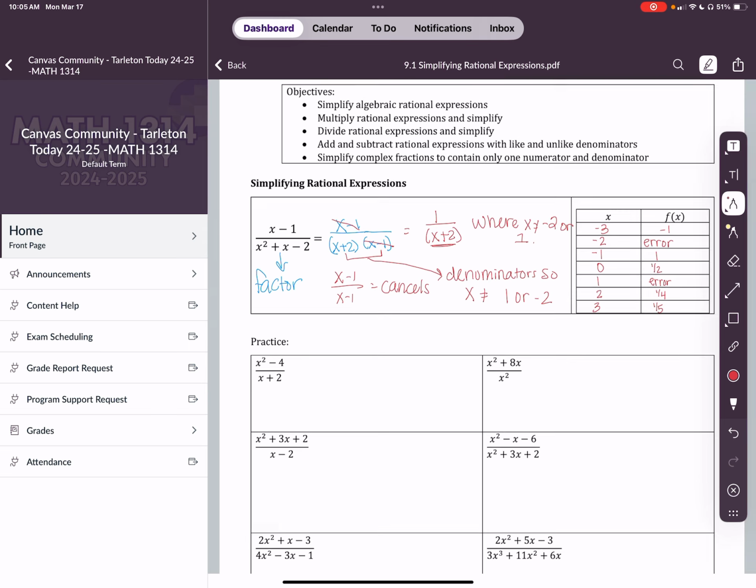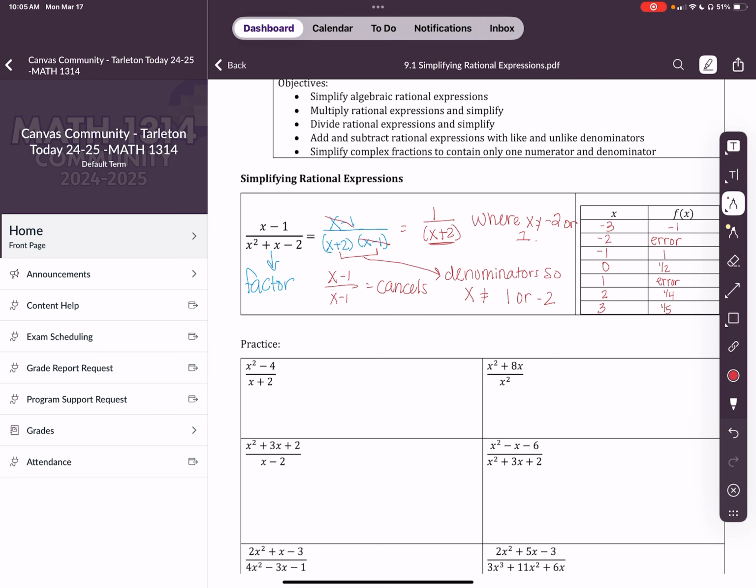Okay. All right. Now, obviously, you're not going to have to do the table on every one, but we're just showing the table to show that, yes, at x equals negative 2 and x equals 1, there is an error because it cannot equal that value.